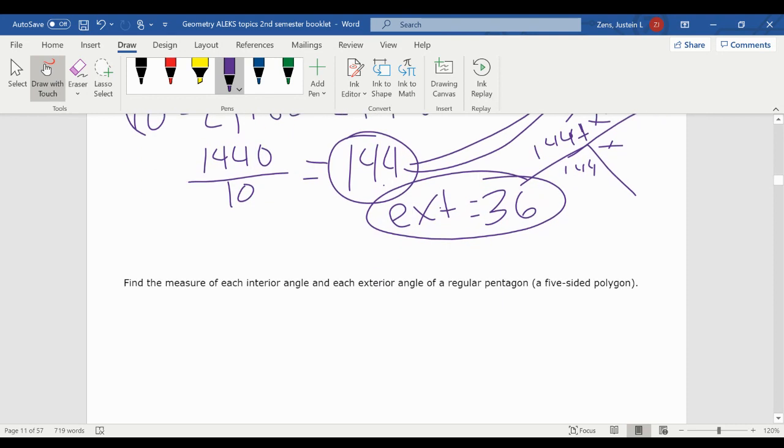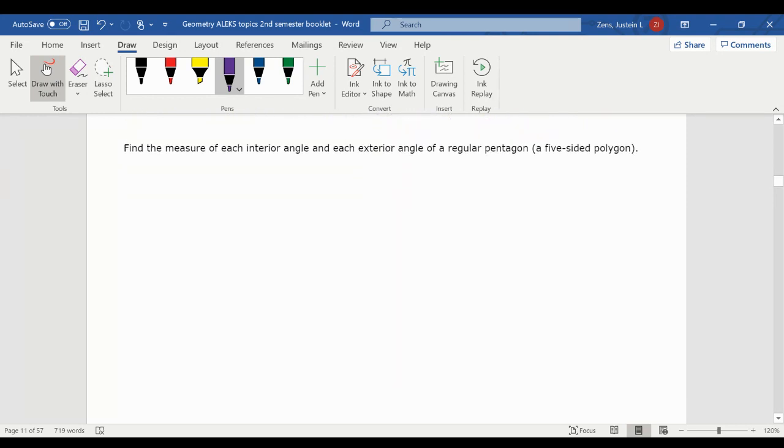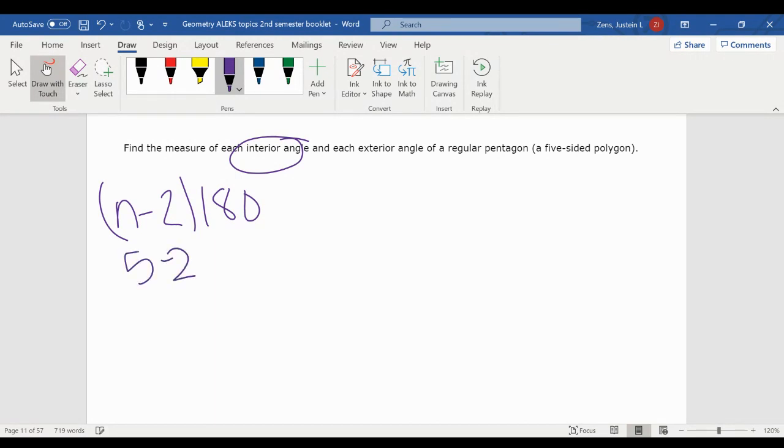Okay, so here's another problem down here to practice that. A 5-sided polygon. Again, to find the interior angle, we're going to use that sum equation, n minus 2 times 180. So 5 minus 2 times 180 would be 3 times 180, and that's going to be 540. So that's all 5 angles added up, that sum of 540.